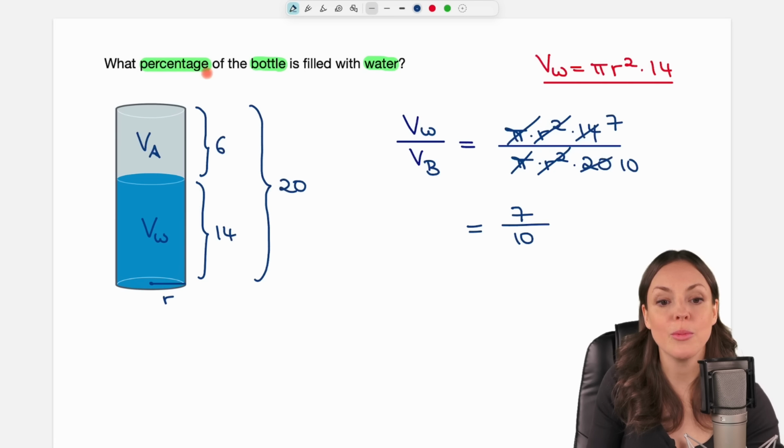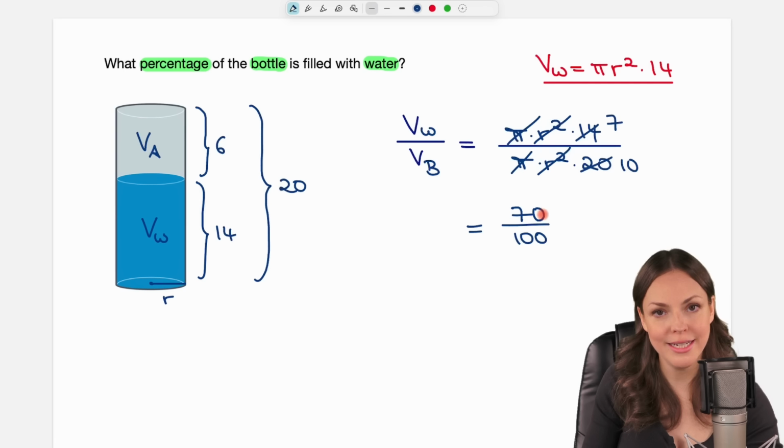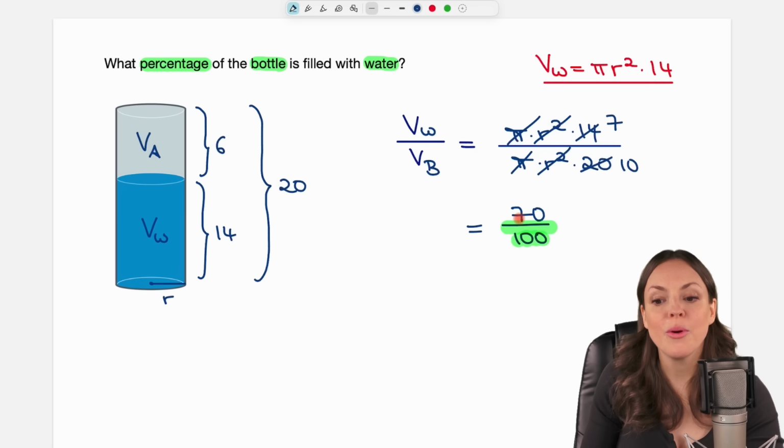We wanted to find the percentage, and percent means per 100. So one way to find the percentage would be to make this denominator a 100. If we add a 0 here, we also have to add a 0 here, but now it is per 100, which means percent, and we have our answer, which is 70%. So 70% of the bottle is filled with water.